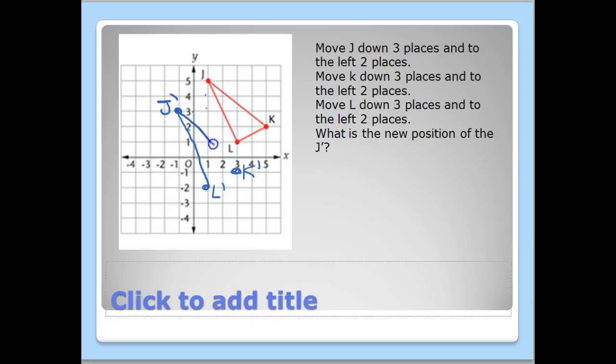So first of all, what kind of transformation is this? Good! It is a translation because we just shifted it. It's the exact same thing. I just took it and said, I'm moving you. Now the new position of J prime is going to be -1, 3, because remember we have to list our x coordinate first and then our y. So our x is -1 and our y coordinate is 3.